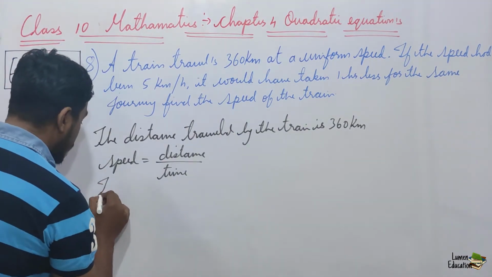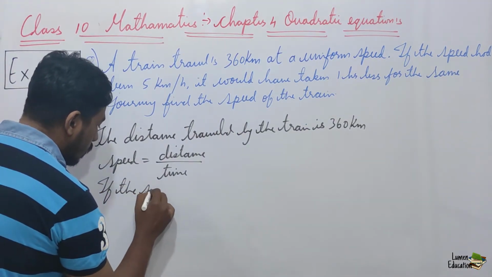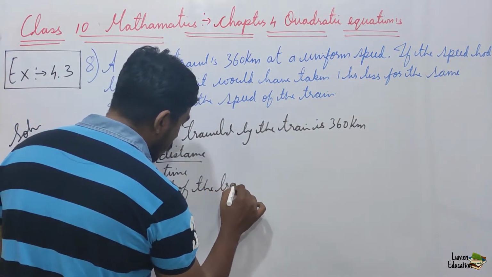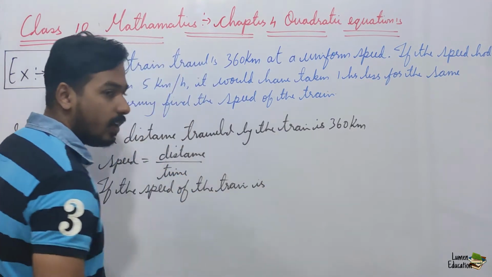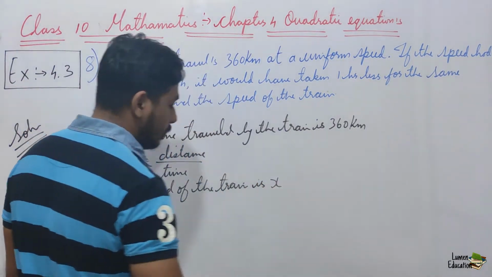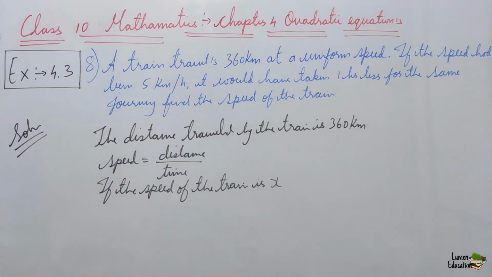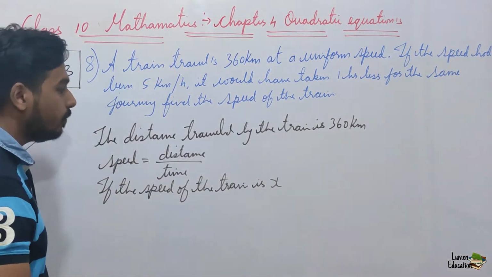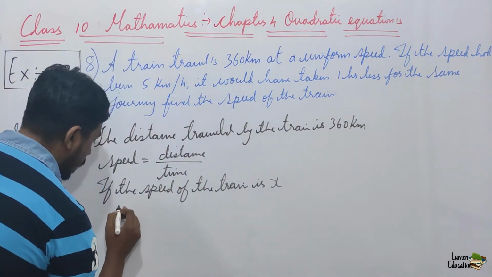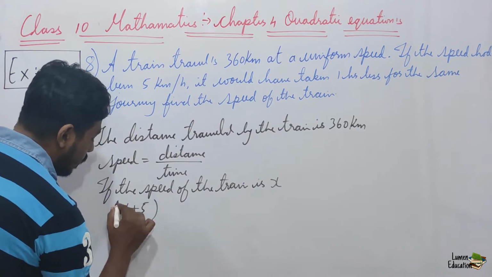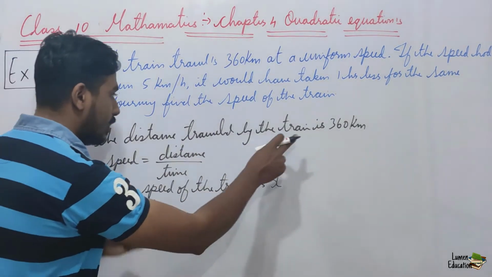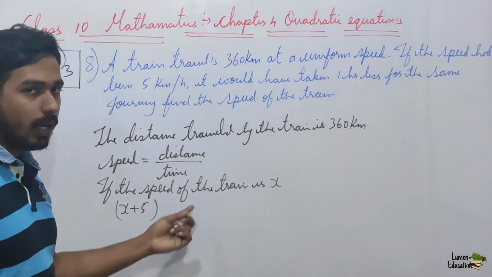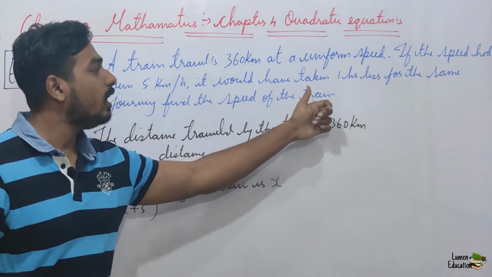If the speed of the train is x, fine, if the speed of the train is x, then clearly 5 km per hour more, it means increased speed will be x plus 5. So for the first case speed is x, and when the speed had been 5 km per hour more, it would have taken 1 hour less.